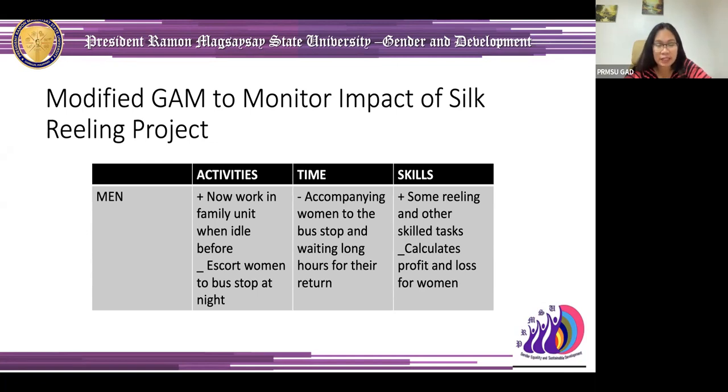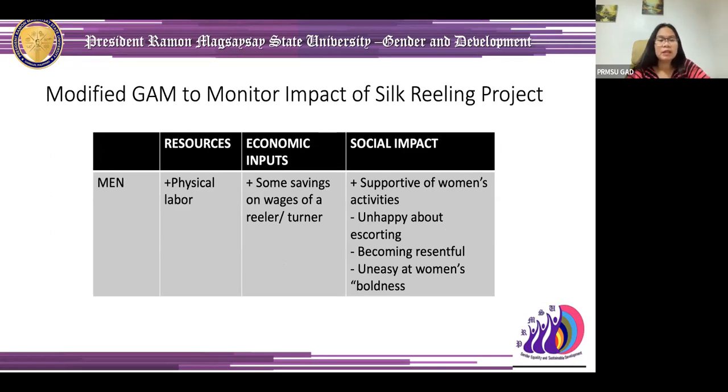And then sa skills naman, they gained some skills like reeling and other skilled tasks. Okay, however, negative kasi they are not able to calculate profit and loss siguro po for women. So I think this one is skills for negative skills sa mga babae na they were not able to really calculate the profit and loss. Sa men, ang resources nila is their physical labor. Economic inputs naman, how they are affected, it's also positive.